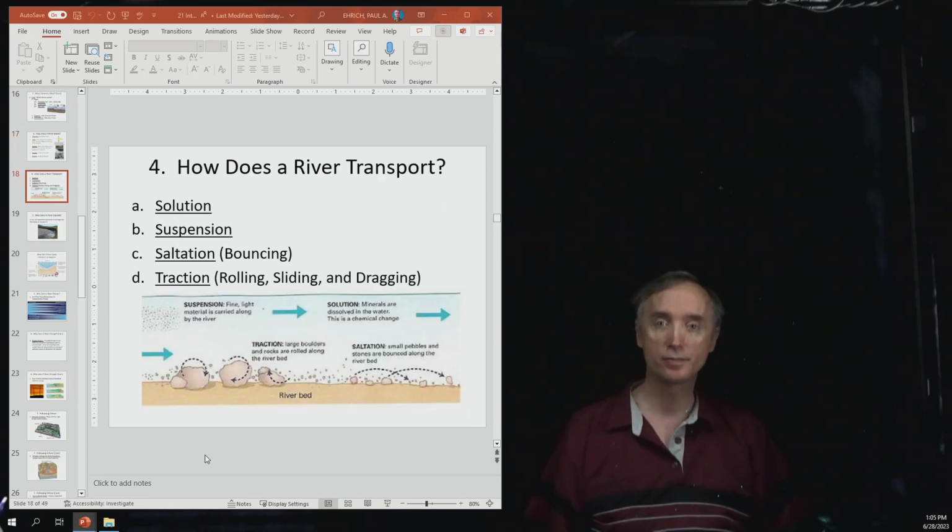How does a river transport? So again, more vocabulary. You should know what the word solution means, suspension, saltation, and then traction.